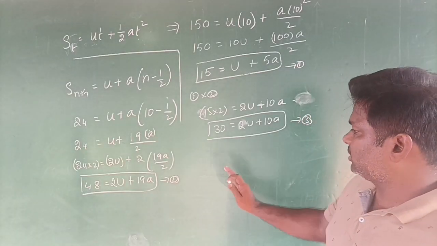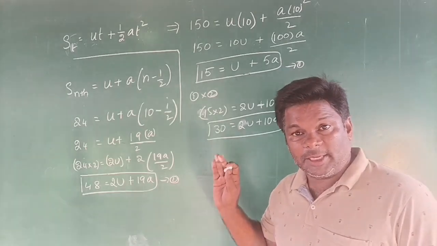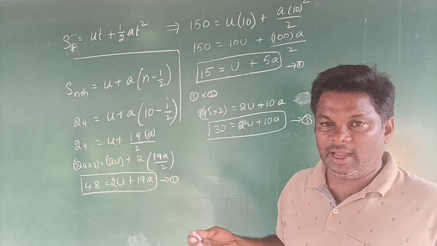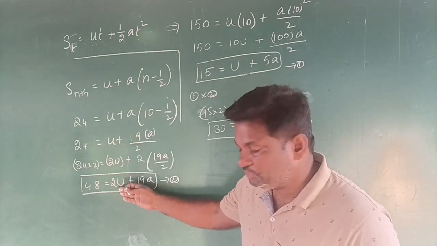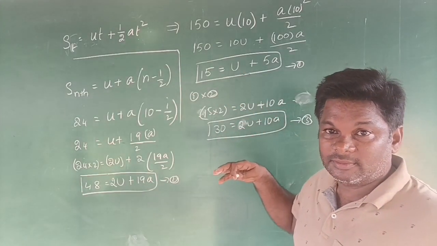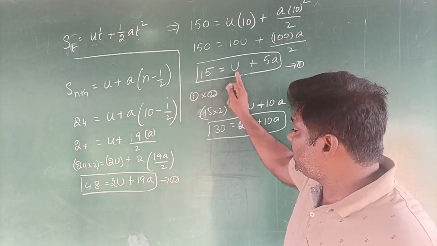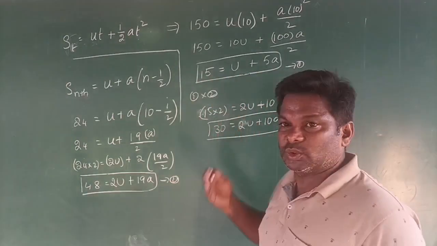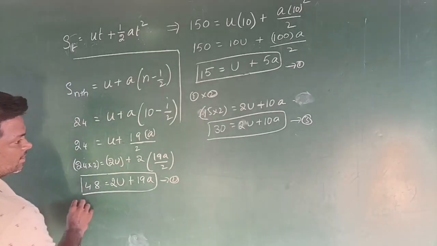To do subtraction, I need to cancel one variable while subtracting. Here I got a 2u. Here I got only u. So I did a simple calculation here. I can make this u a 2u by multiplying both sides with 2 so that I can subtract easily. Let me subtract, you can understand this.